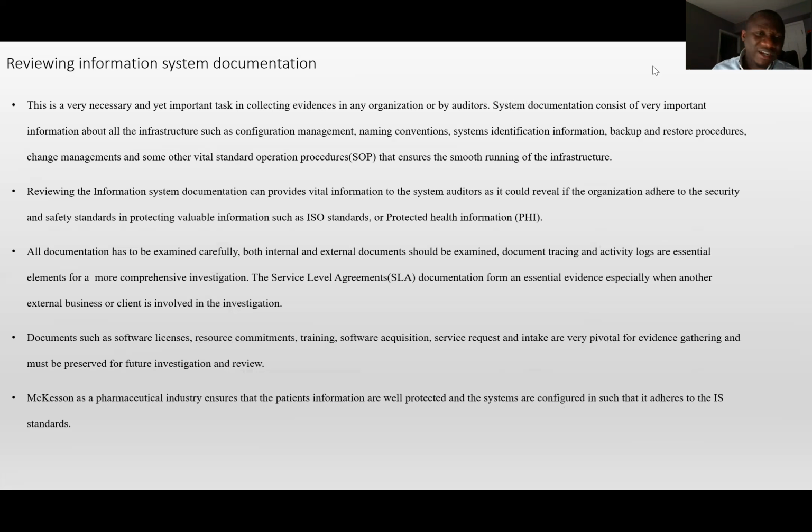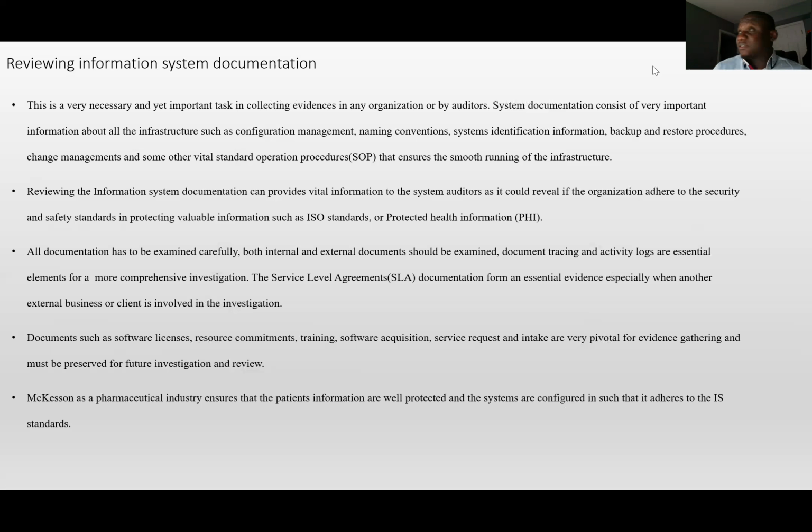Also, when a client is involved, there's a service level agreement which comes in the form of a document. It's important to review those documents and gather them as evidence in case there's any issue between the accusant and other clients. Since there's an SLA, service level agreement, and it's signed, it's important to review those documents so that we can avert this situation.